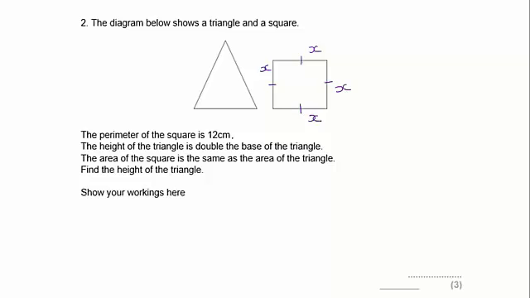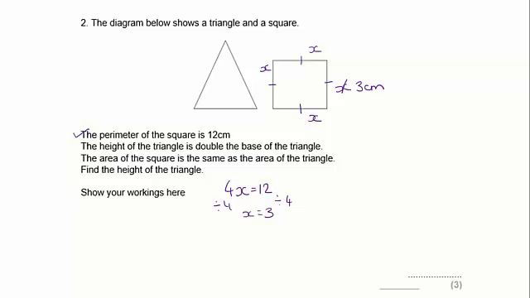We're told that the perimeter is 12, so we find the perimeter by adding up all the sides. So that's saying x plus x plus x plus x, or 4x, is equal to 12. So using that, we can find the length of one side, divide by 4, we get x is 3. So each side of this square is 3 centimetres long. So we've used that bit of information.